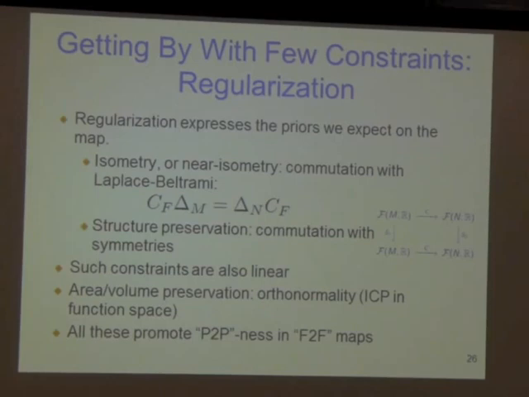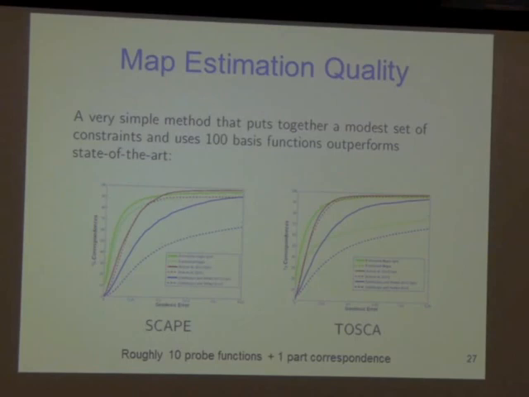And this then becomes a very nice, very inexpensive way to compute correspondences between shapes that is competitive and in many ways superior to state-of-the-art methods. This example shows something derived with only 10 probe functions plus one part correspondence, because I'm comparing, in this case, mostly animal or human forms where they always have a left to right symmetry. So there is the ambiguity I have to resolve.